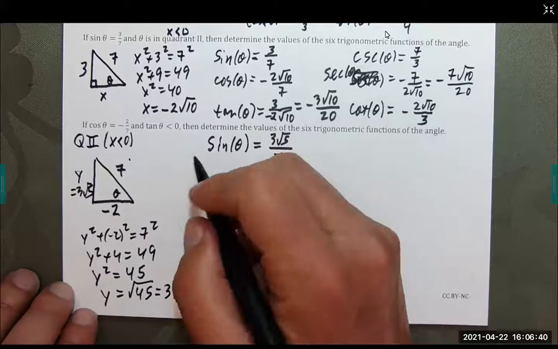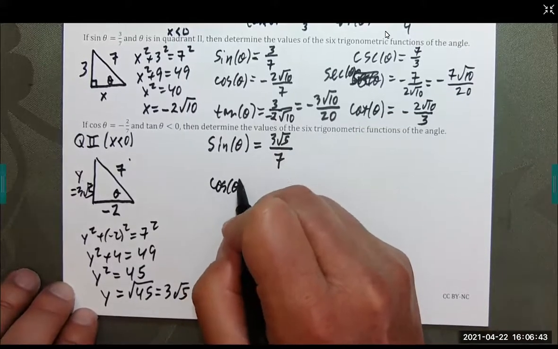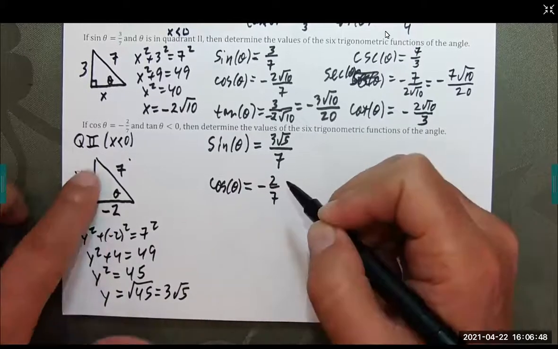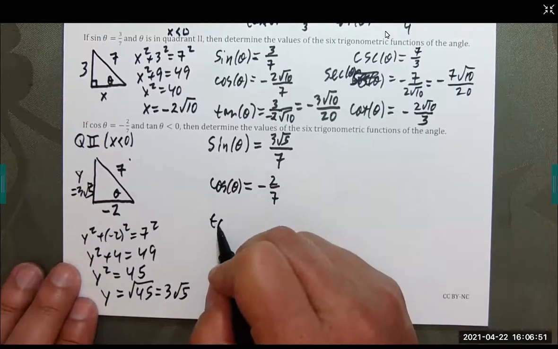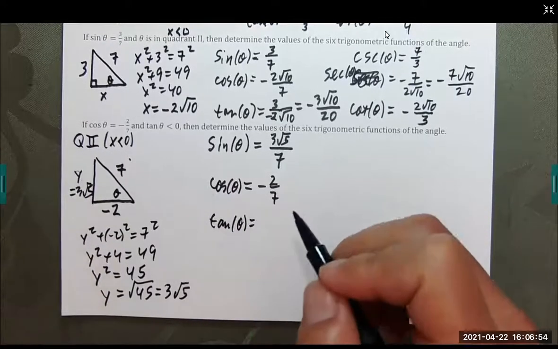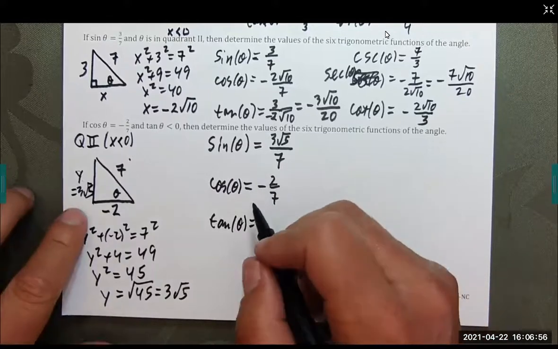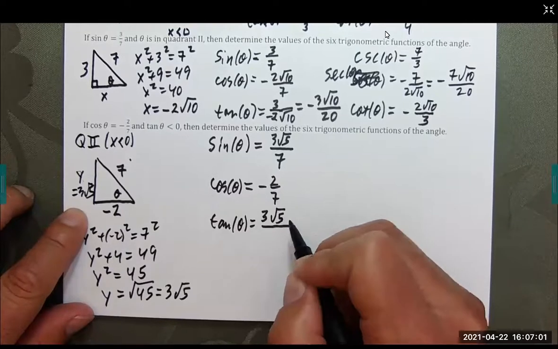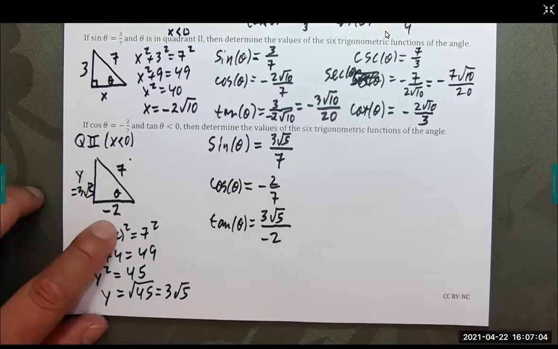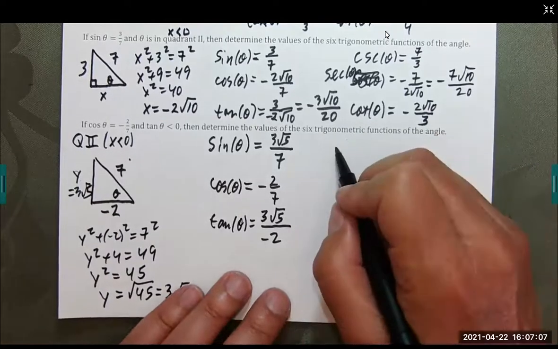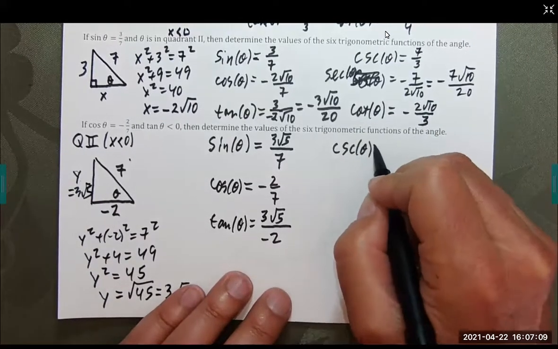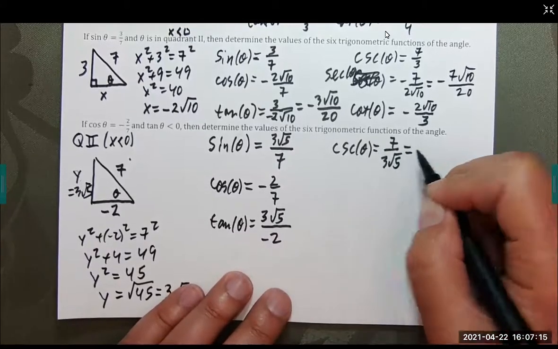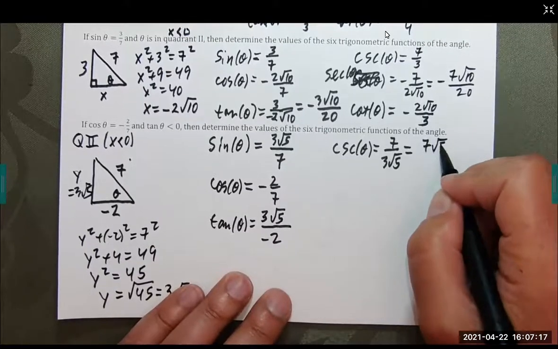radius of the circle. Cosine of theta is the x, that's negative 2 over the hypotenuse, which is 7, which we already knew. Tangent theta is y, so that's 3 root 5 over x, which is negative 2. Cosecant of theta is the reciprocal here, that's 7 over 3 root 5. Rationalize, that's 7 root 5 over 15.